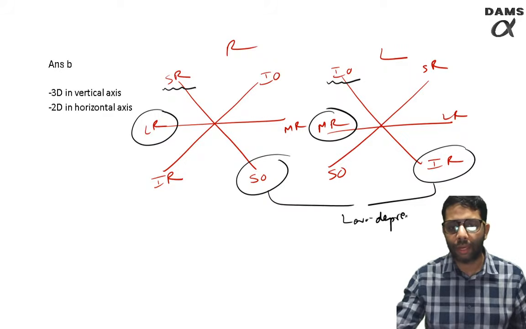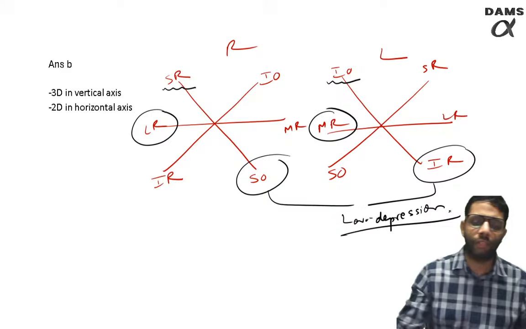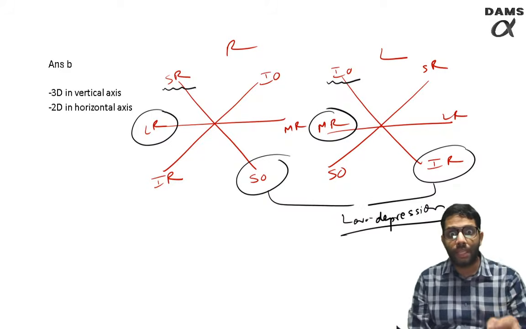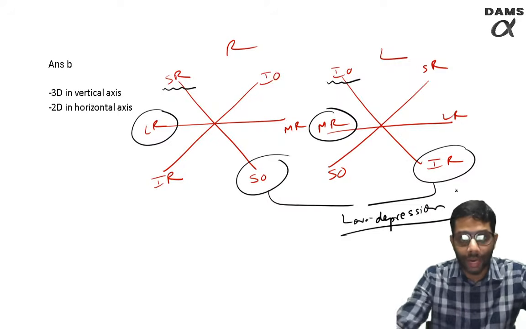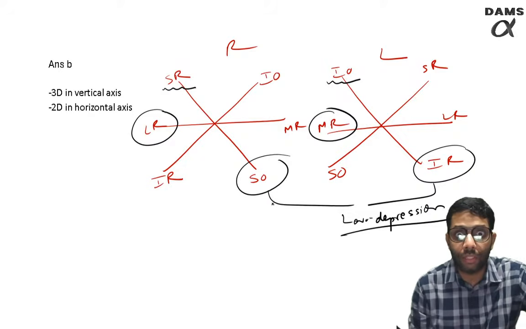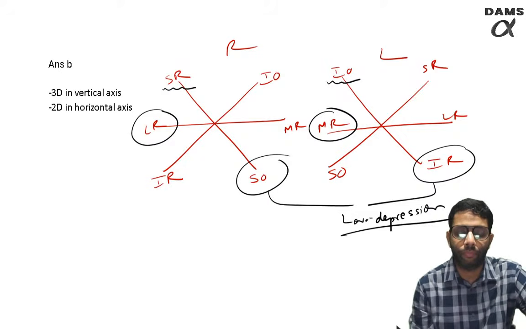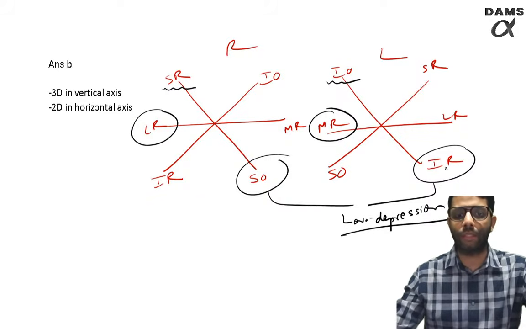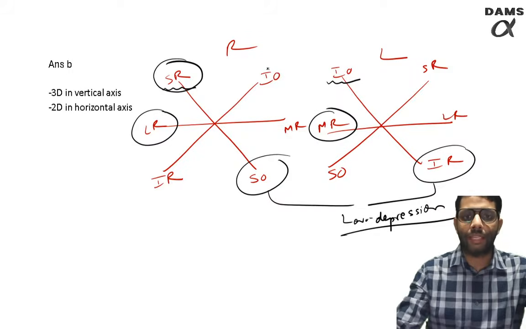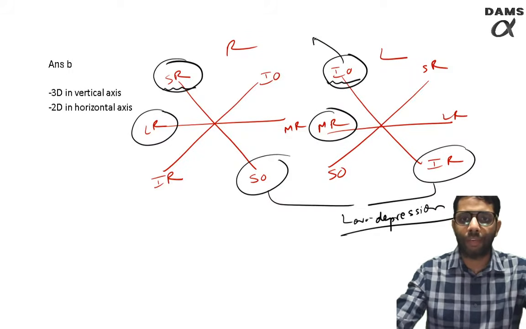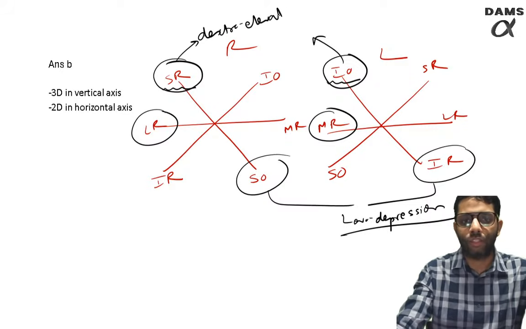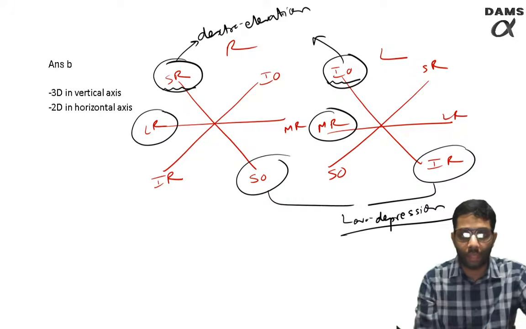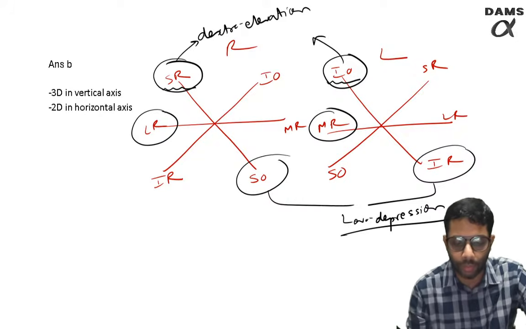And actually when there is a paralytic squint, you can solve the question like this. Whenever there is a paralytic squint, the diplopia is maximum in the direction of the muscle working. Like in left IR palsy or right SO palsy, in levo depression there is maximum diplopia, meaning left and down. Similarly, if the patient has right SR palsy or left IO palsy, he has maximum diplopia in dextro elevation position, meaning right and up, in the direction of the paralyzed muscle. That is the way of solving Hering's law and diplopia questions in paralytic squint.